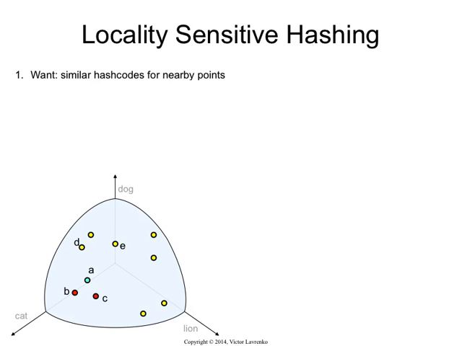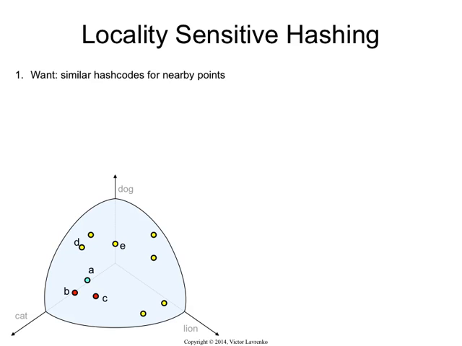I want to generate hash codes in such a way that B and C land in the same hash table bucket as the document A, and I'm drawing them on the surface of a unit sphere. We talked about that in the vector space model. So they're all unit length. That'll just make the math a lot easier.